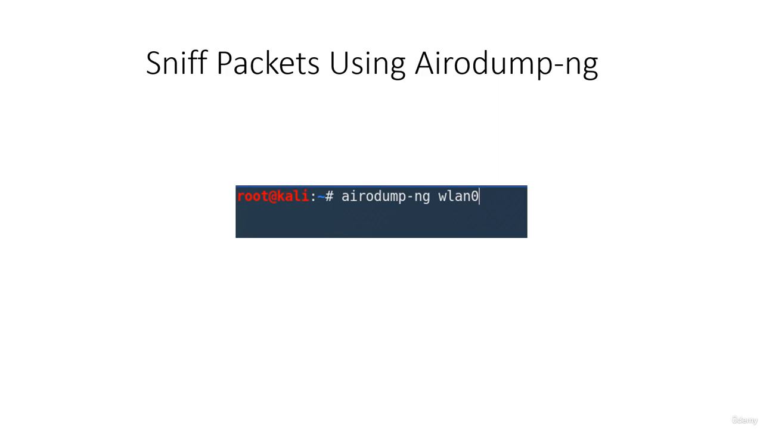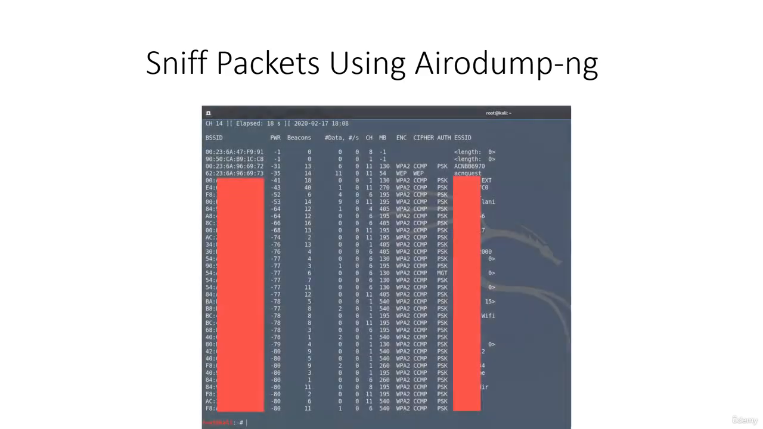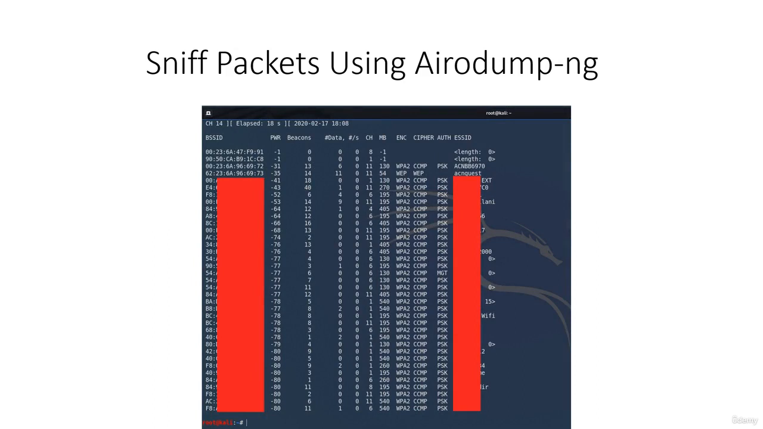So first run airodump-ng with the interface of your wireless card, wlan0. After running this command, it will discover all the networks around me, and this program will continue running unless we quit, which is Ctrl C to quit. As you can see, all of those wireless networks are running around me.